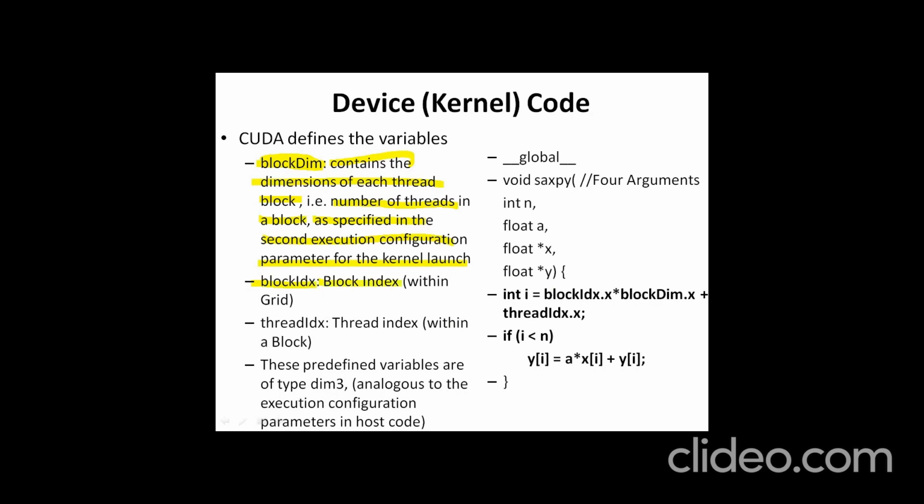Now another is block IDX. This is the block index within the grid. Thread IDX is the thread index within a block. So these are block dim, block IDX, and thread IDX. These predefined variables are of type dim3, so all of them have three dimensions: dot x, dot y, and dot z. Block dim dot x, block dim dot y, and block dim dot z, and similarly for block IDX and thread IDX also.